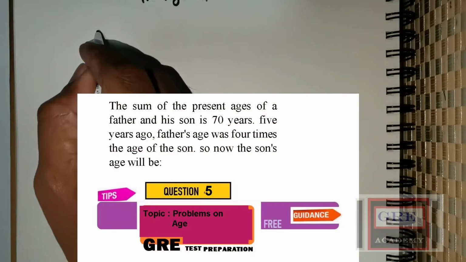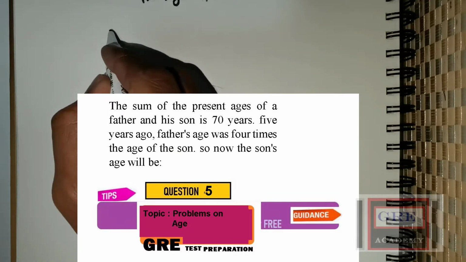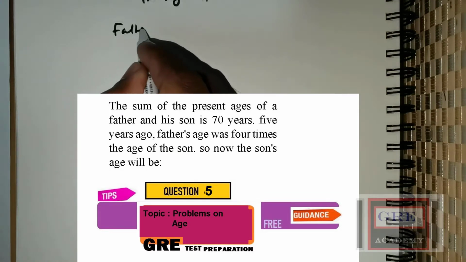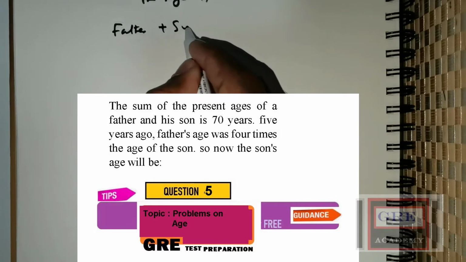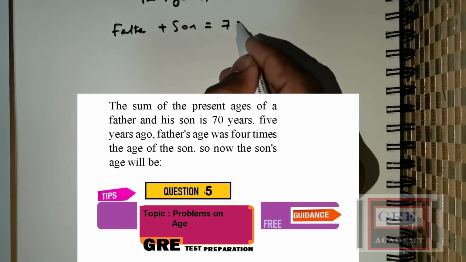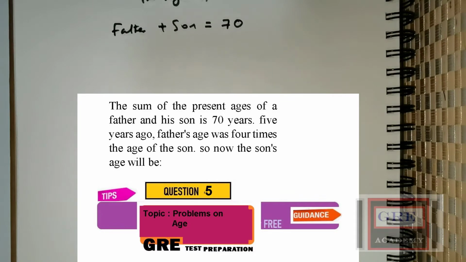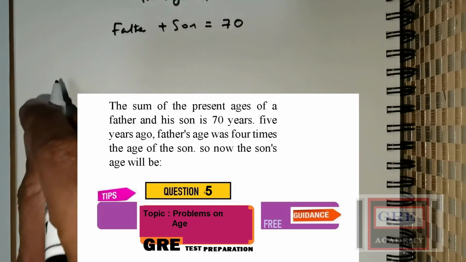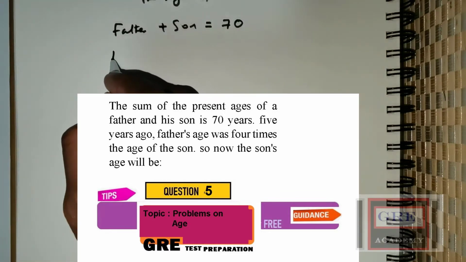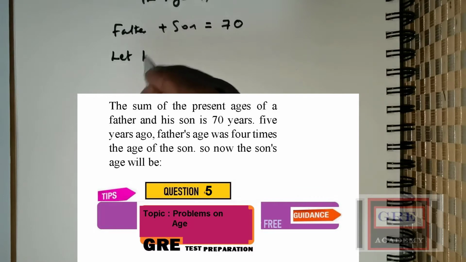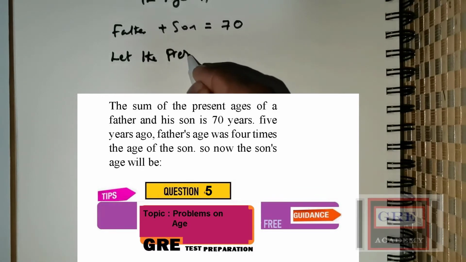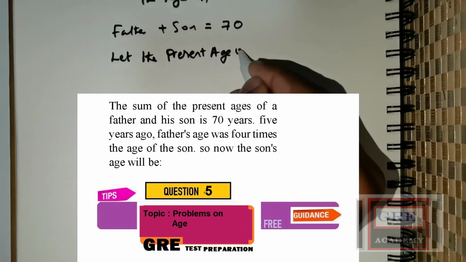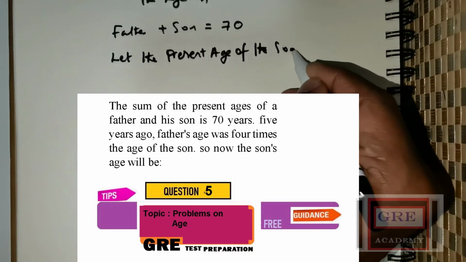Students, we are given the question, the sum of the present age of the father along with the son is given to be equal to 70. Now 5 years ago the father's age was 4 times the age of the son. So we are asked to find the age of the son now. So we would start off by assuming the following. Let the present age of the son be equal to x.